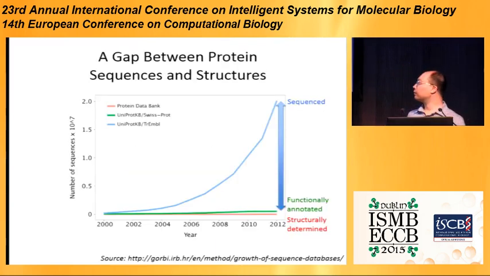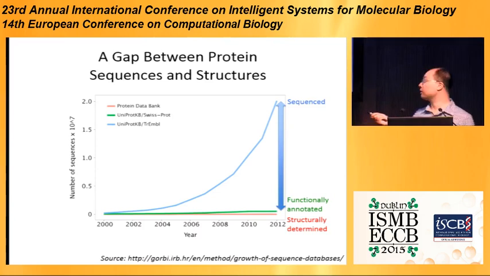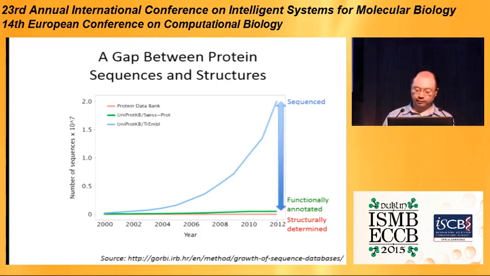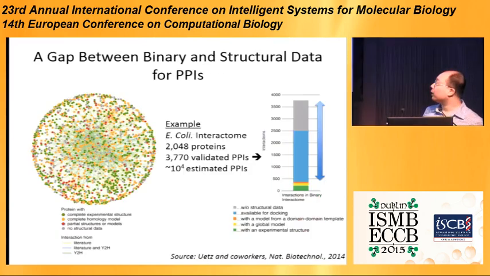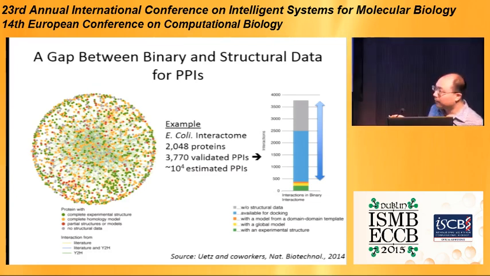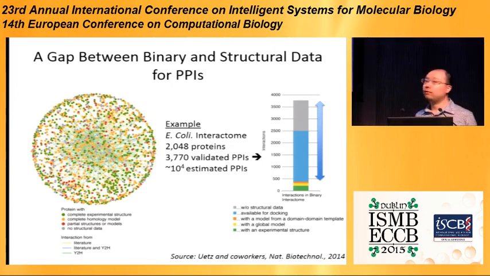And with the technological advancements over the years, we are accumulating a quickly growing list of protein sequences with unprecedented speed. In the meantime, the number of proteins that have been structurally determined or functionally annotated remains flat, so there's a huge gap to fill. Not only for individual proteins, for protein-protein interactions, if we look at even a small E. coli interactome with thousands of validated protein-protein interactions, only less than 10% have structural information, and this limits our capabilities to modulate cellular processes as well as our insights into these cellular processes.